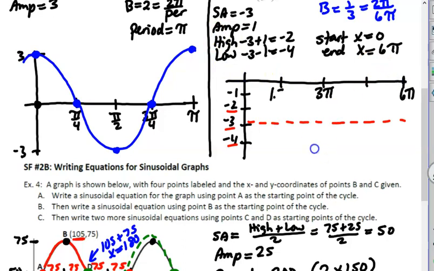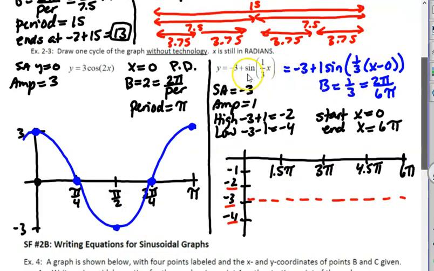So this would be 1.5 pi, halfway between 0 and 3 pi. Halfway between 3 pi and 6 pi would be 4.5 pi. So it's perfectly all right to use decimals in front of the pi as well. Now this is a sine function rather than a cosine function, which means my first point, my last point, and my middle point are all going to be on the sinusoidal axis. Then I'm going to go up to y equals -2 and down to y equals -4 with an amplitude of just 1. There is the sine cycle.